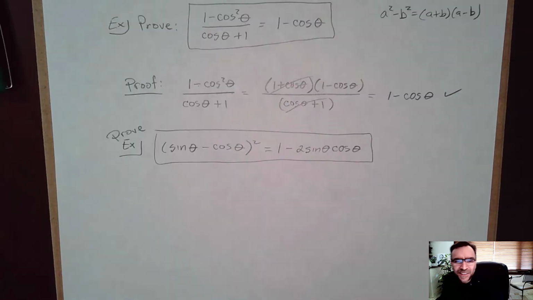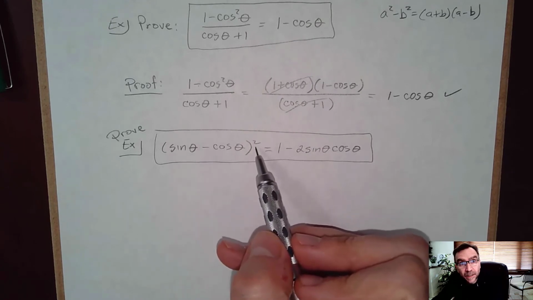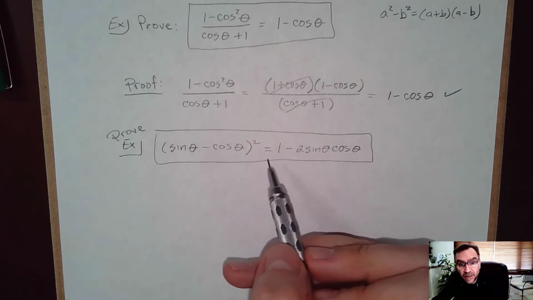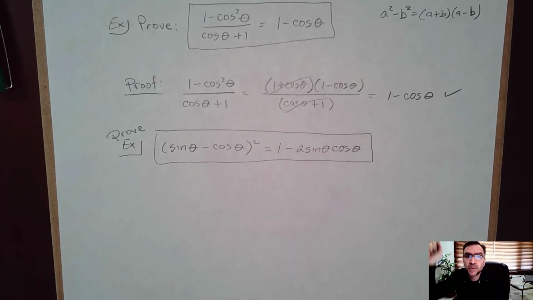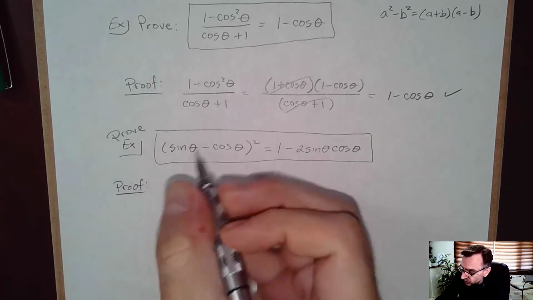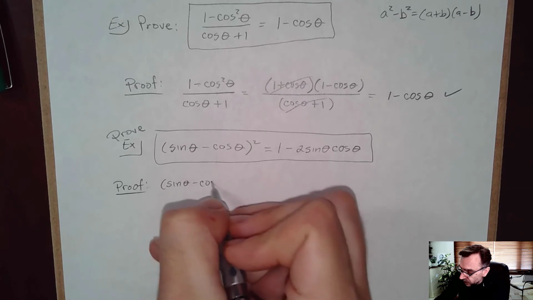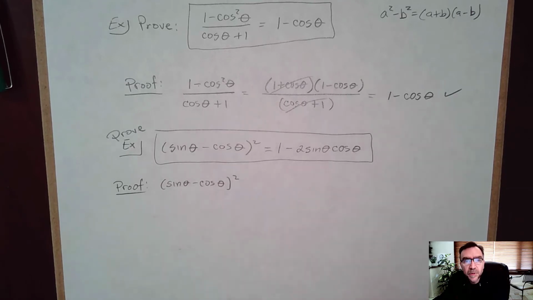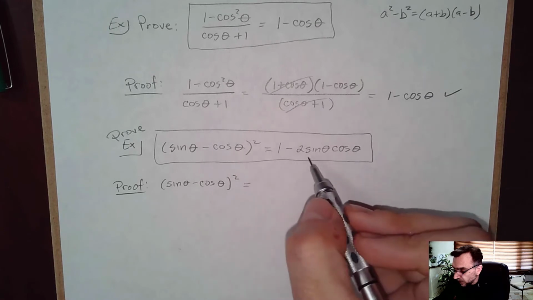Let's try another one. Okay, here we're asked to prove sine theta minus cosine theta, squared as a binomial, equals 1 minus 2 sine theta cosine theta. That one looks a little bit complicated. It's really not so bad. When we make our proof here, I'm going to start with this left side. So I'm going to rewrite that: sine theta minus cosine theta squared. Always rewrite the side you're starting with, okay? So that whoever's reading your proof knows what you're doing. All right, so I need to work on this until I get to this side.